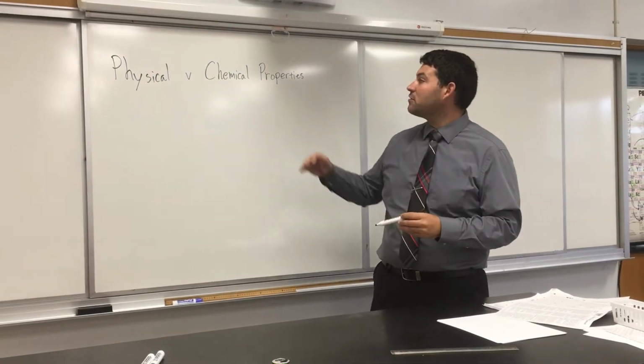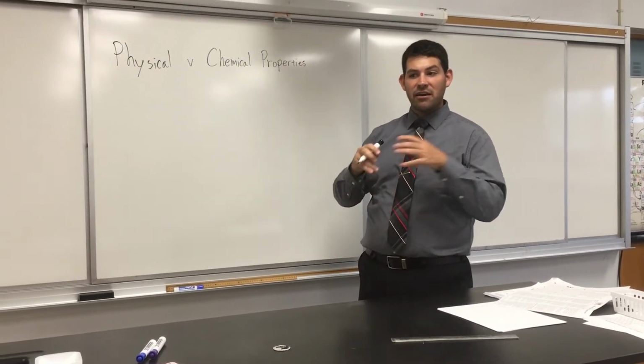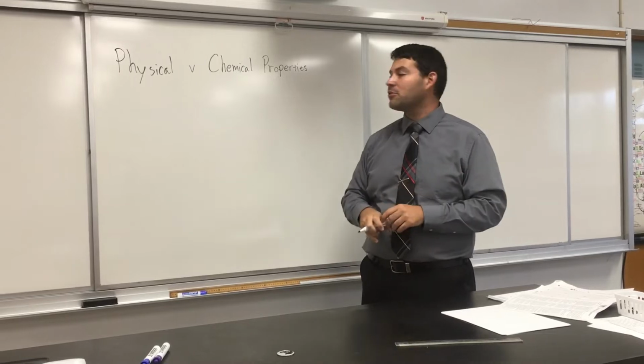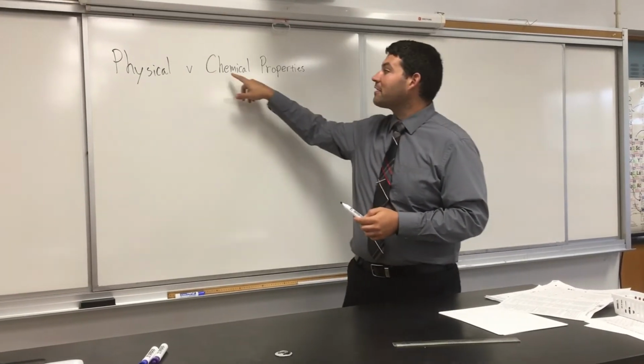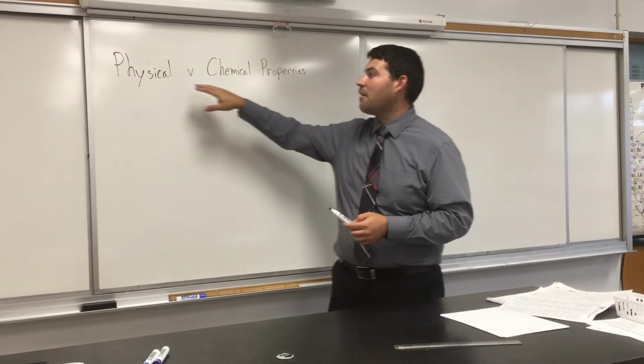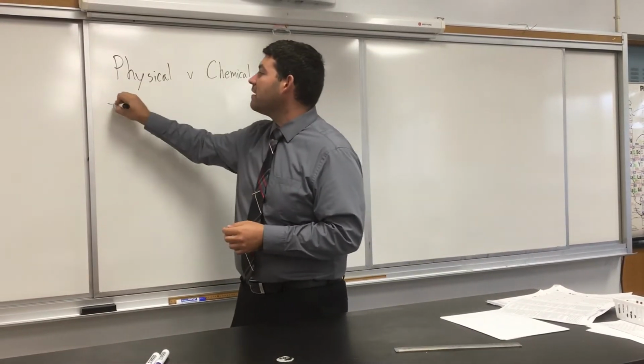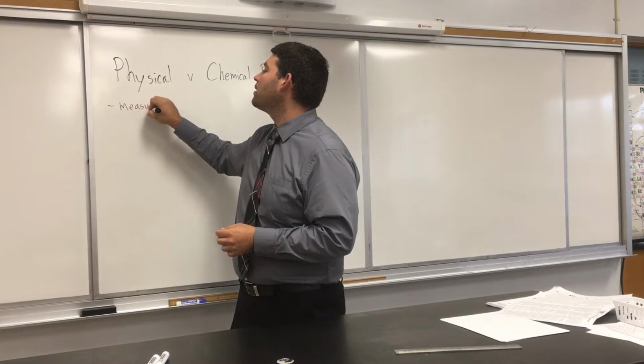Okay, so we're also going to talk about the properties of matter. That's the other part of chapter 3. So there's two types. There's physical properties of matter, and there are chemical properties of matter. Now, physical is anything that we are going to measure, right?